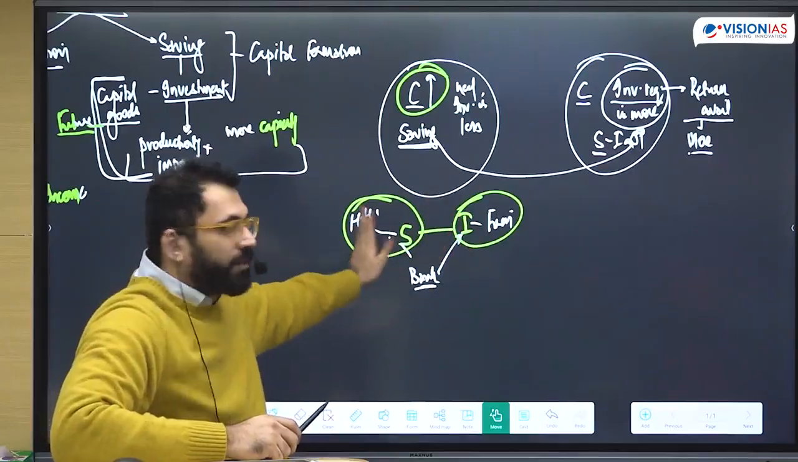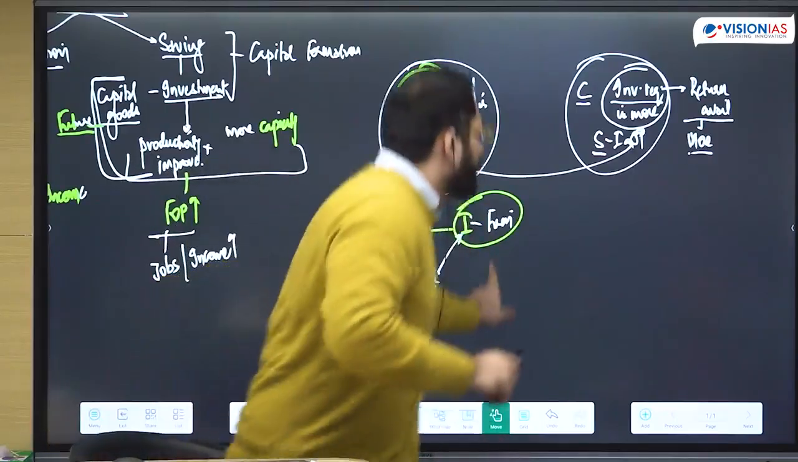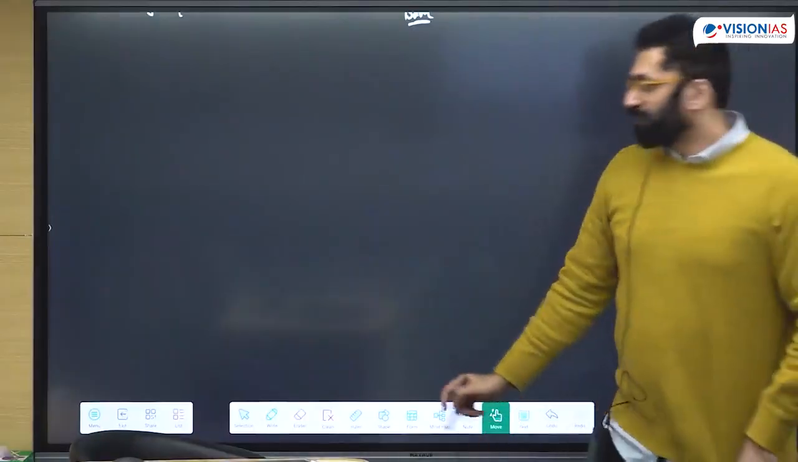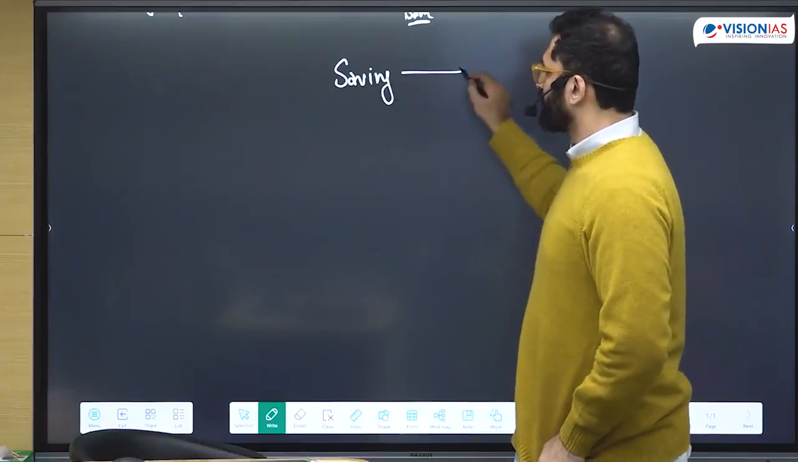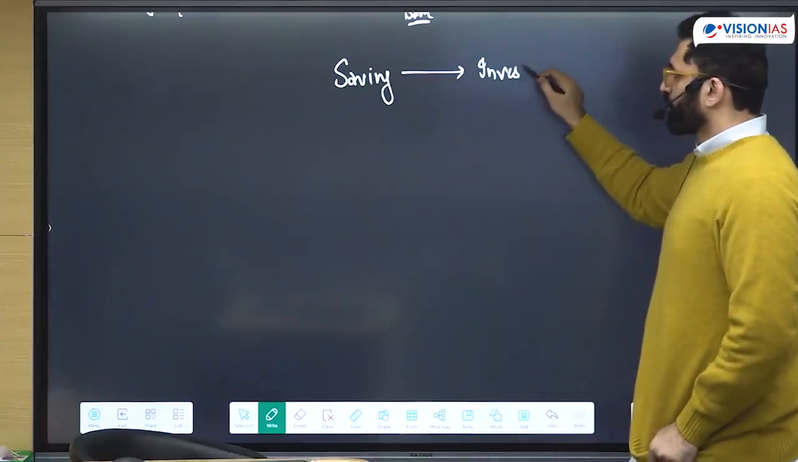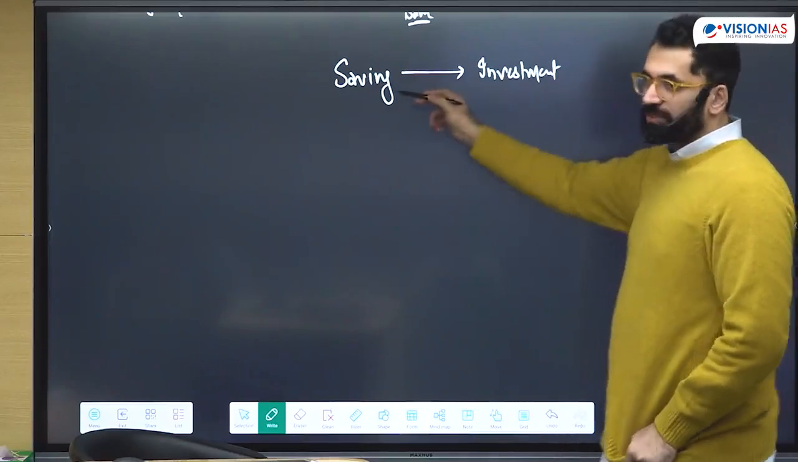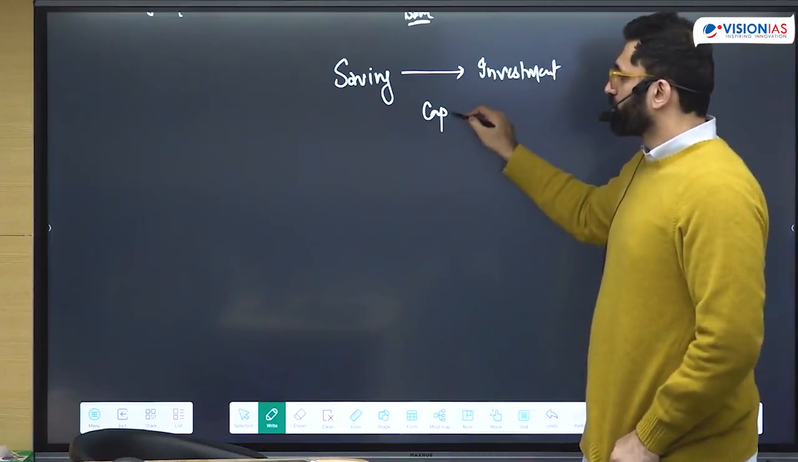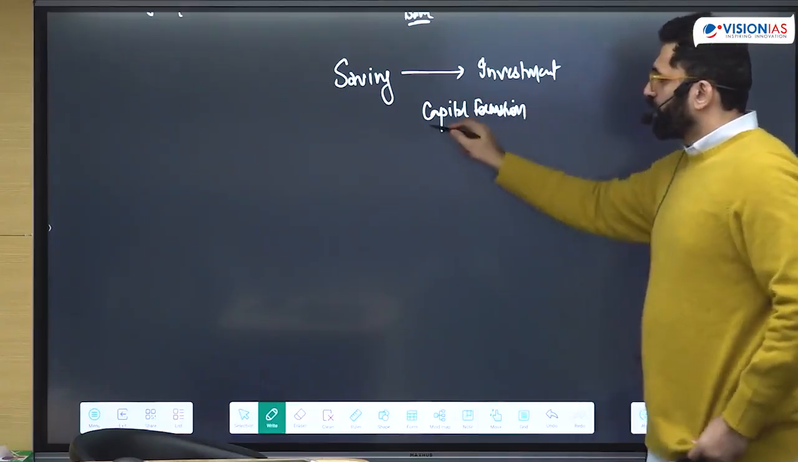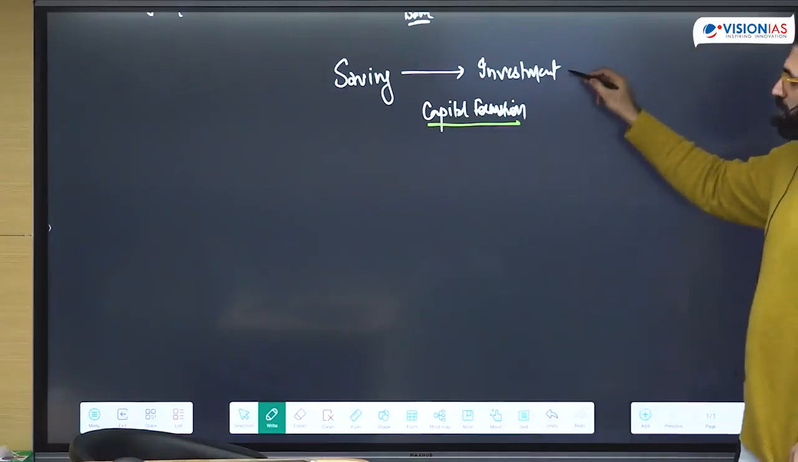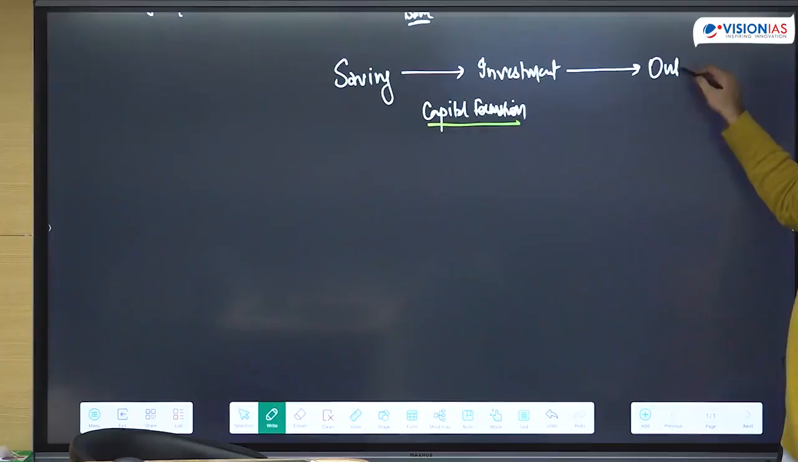Most of your analysis lies on consumption and saving itself. Now, this process, what we talked about was saving has to be converted into investment. This process of saving into investment is called as capital formation. Now, when your investment has happened, how much investment would be required to generate output?